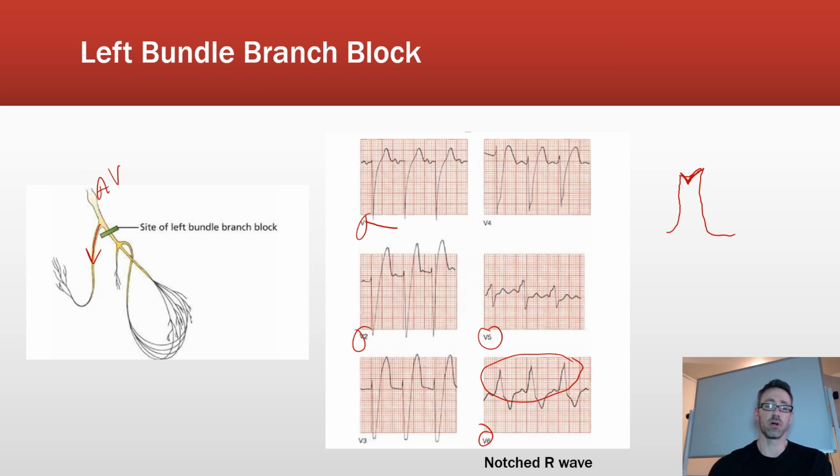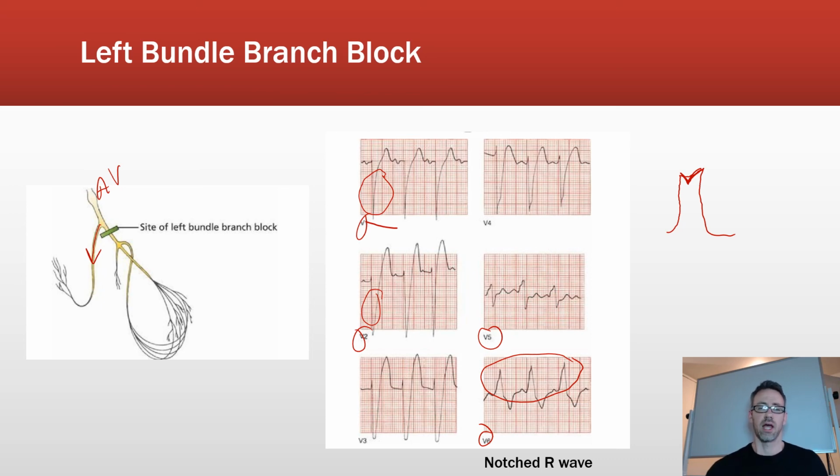And then the reciprocal of that would be in V1 and V2, which would show these deeper S waves. All right, which you can see these deep S waves occurring there. So if we have these large, thick R waves in V5 and 6, usually on the reciprocal or the opposite lead, you'd see the reverse of that essentially.